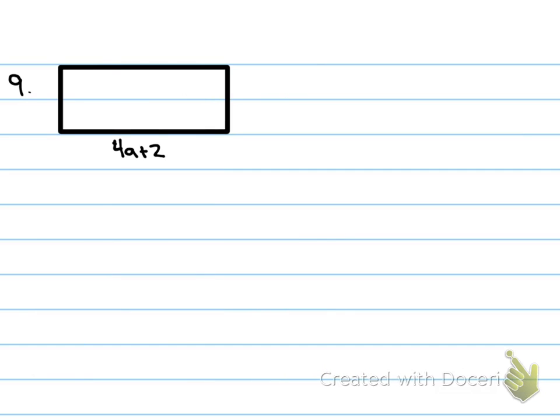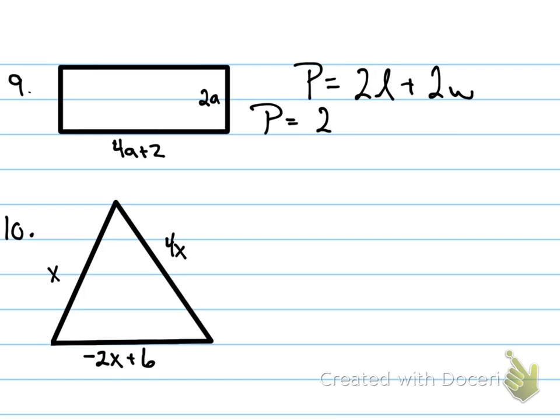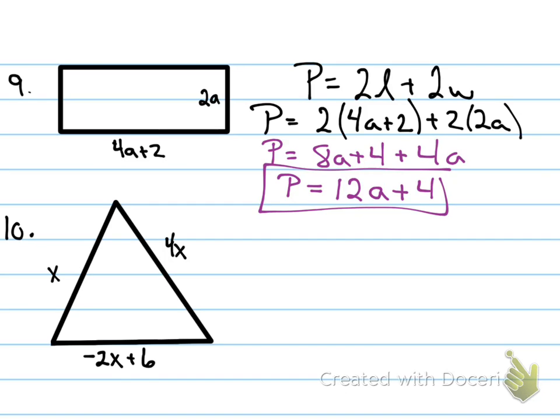Now, you have 2 like this. I want you to find the perimeter of both of these figures. Use your formulas. That will be helpful. Okay, so I have P equals 2 times the length plus 2 times the width. I make my substitutions and I simplify. I should get 12a plus 4. Did you get it? Yeah.